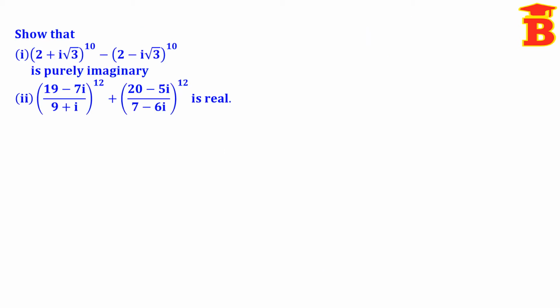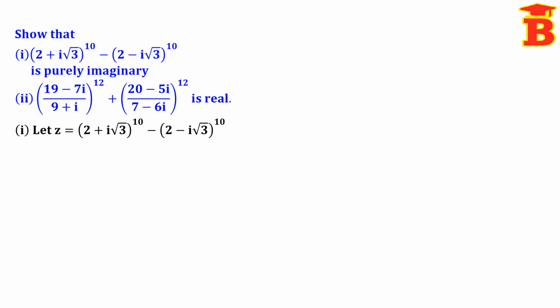Let us see the next problem. Show that, there are two subdivisions. First one, we have to prove that the given complex number is purely imaginary. Second question, we have to prove that the given complex number is real. So to prove that the complex number is imaginary, we have to prove that Z bar equal to minus Z. So the first question, take the given complex number as Z.